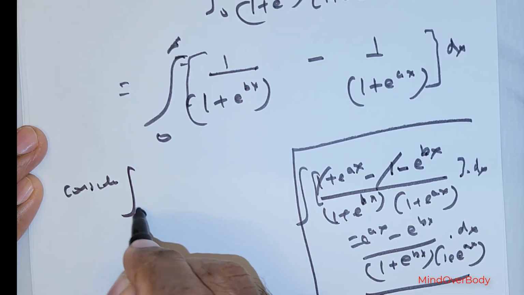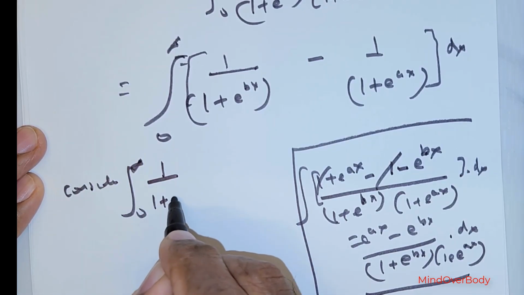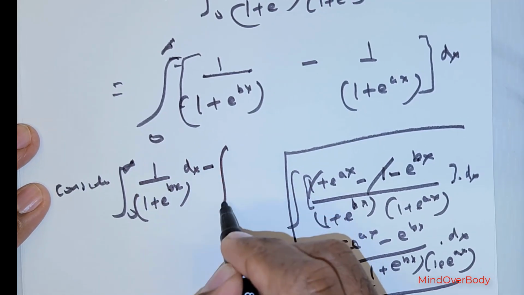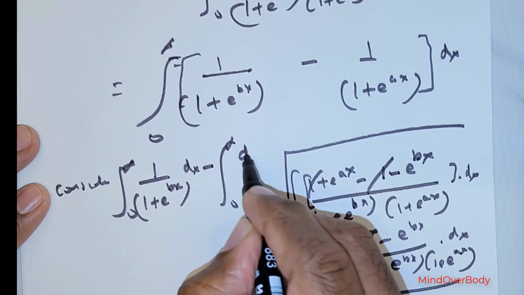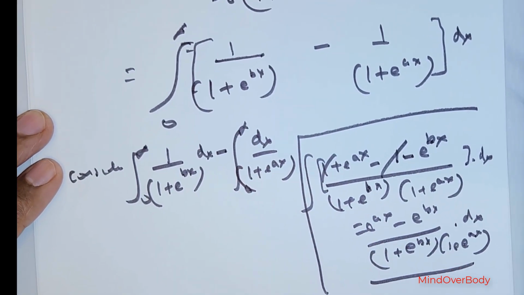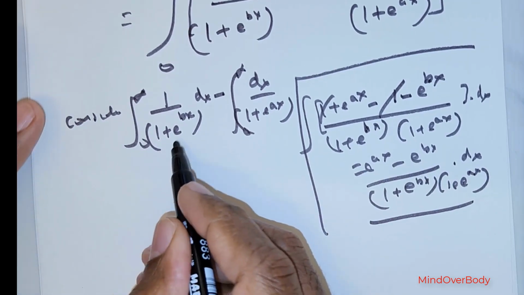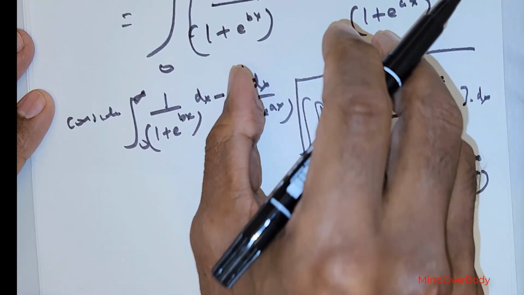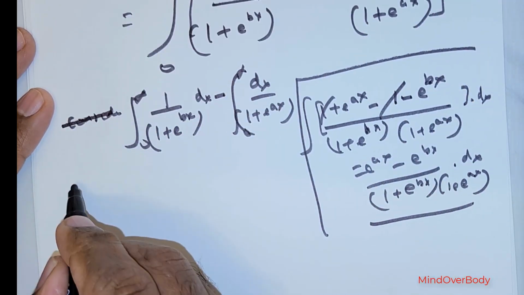Okay, now what I'm going to do is split this. I'm going to say consider the integral from 0 to infinity of 1 over (1 + e^(bx)) dx minus the integral from 0 to infinity of dx over (1 + e^(ax)). Now this is the split, right? We have split this.